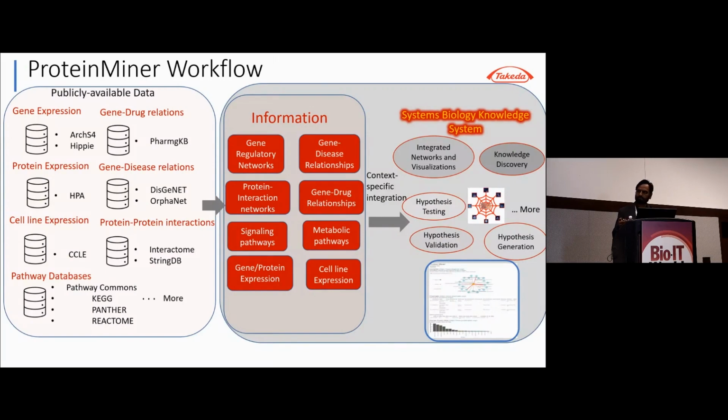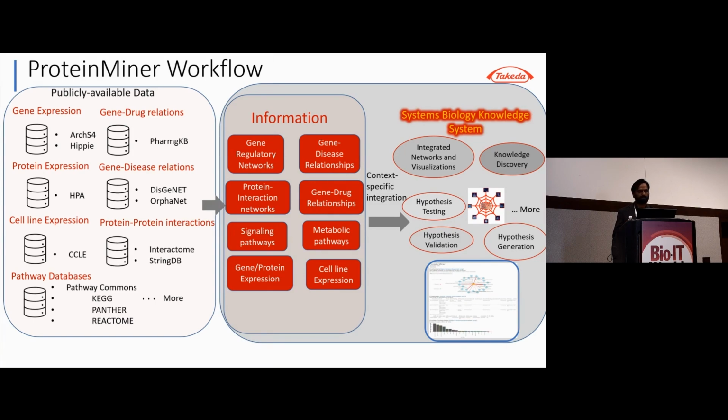So one of the first things that we did was to actually extract information from each of these databases and provide basic information, which is block number one. And block number two is integration of these data sets in order to do various things.